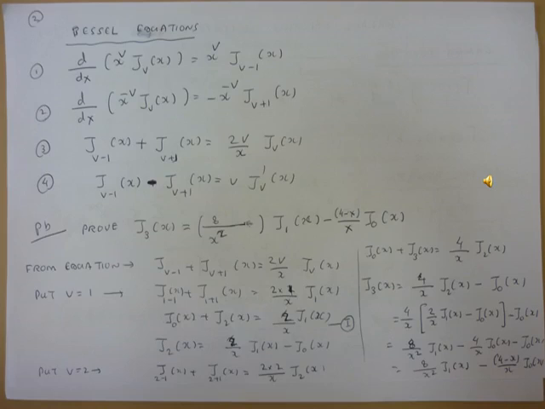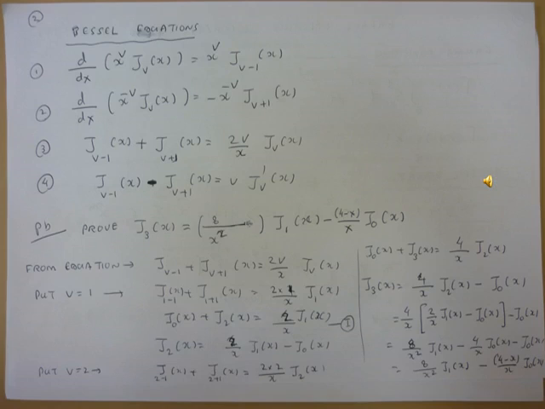Then we will continue to solve the Bessel equations. So the Bessel equations are: d by dx of x to the power v J_v(x) is equal to x to the power v J_(v-1)(x). The next equation: d by dx of x to the power minus v J_v(x) is equal to minus x to the power minus v J_(v+1)(x).